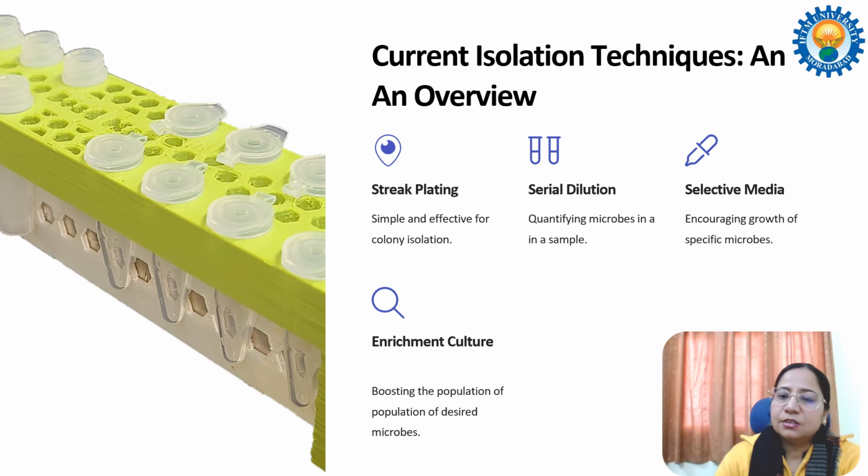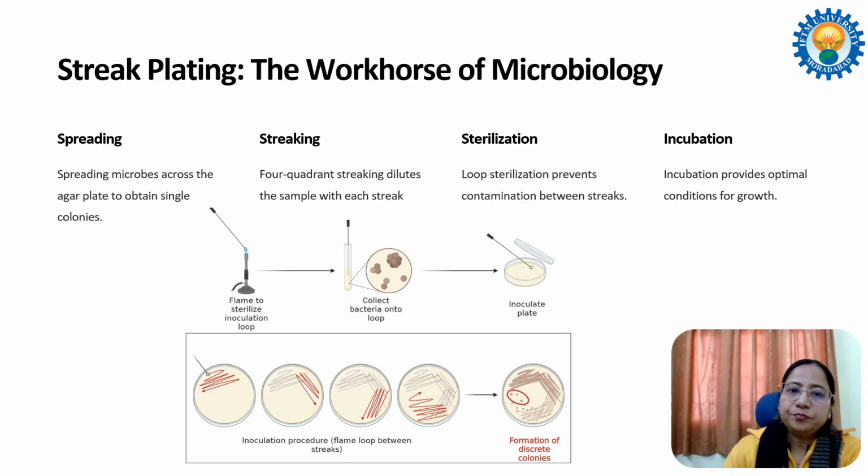Another technique that is used for isolation is using a selective media. Selective media encourage the growth of specific microorganisms while at the same time inhibiting the growth of other microorganisms. Enrichment culture technique can also be used for isolation of microorganisms. It boosts the population of the desired microorganism by the use of certain enrichment media sources.